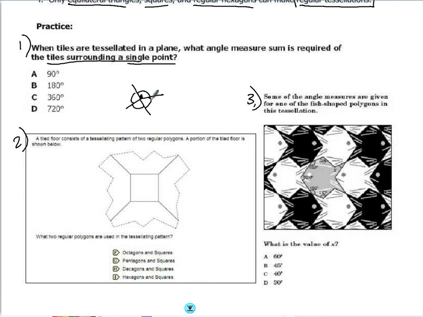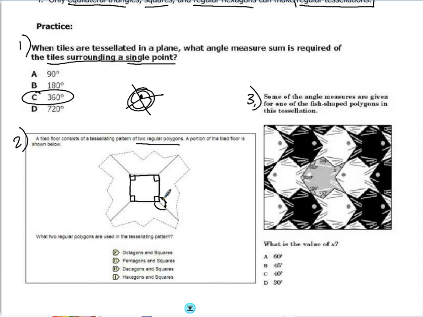In number 2, it looks like they have a tiled floor that has a tessellating pattern with two regular polygons. A portion of the tiled floor is shown below. What two regular polygons are used in this tessellation? So again, we have to choose which two. Obviously, the figure that they give me in the middle is a square, because it's a regular quadrilateral, which means that angle is 90 degrees. And since I need to find the other polygon which is attached to that, I need to determine these two angles which are next to that 90-degree angle. And they have to be equal because they're both part of the same regular polygon.